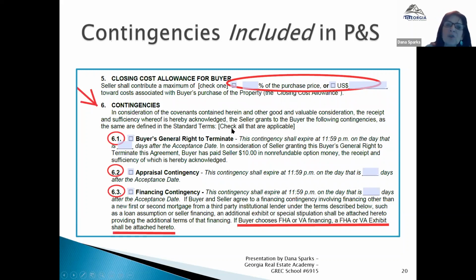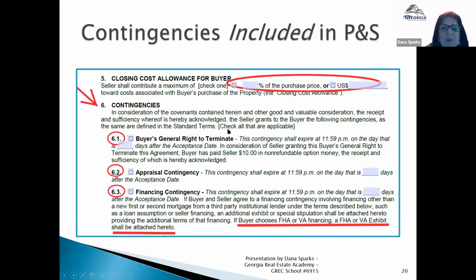Now, there are 3 contingencies built into the purchase and sale agreement in the RE forms. The buyer's general right to terminate, which is the same concept as the due diligence, the appraisal contingency, and a financing contingency.